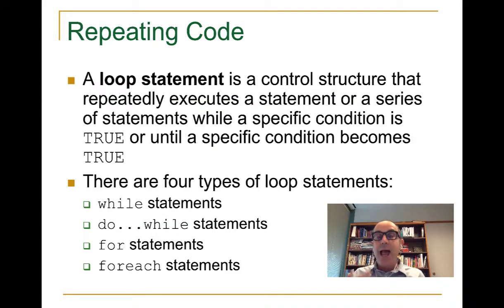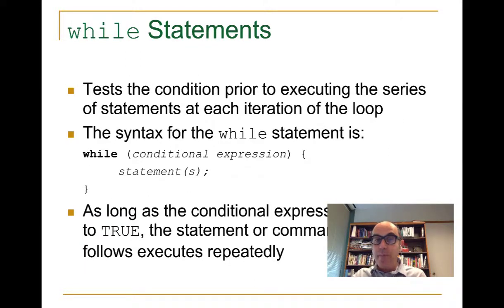Repeating code. A loop is repeating code, as I said, in JavaScript. And there are 4 types of loop: while, do while, for, and for each. Each of them has its important aspect, and each of them has its own statement.